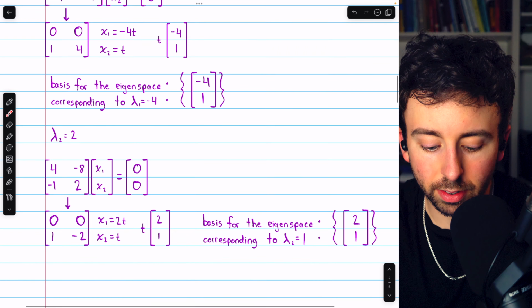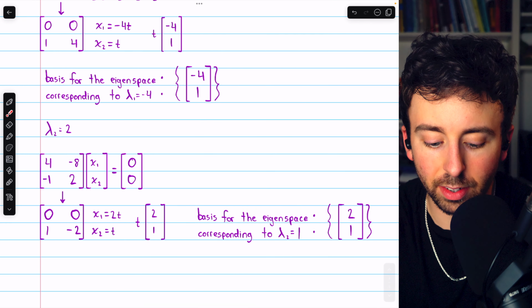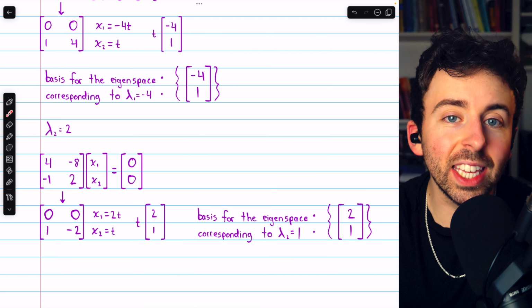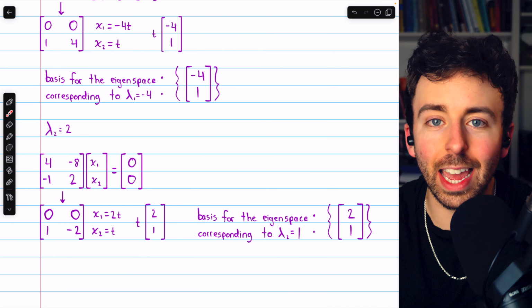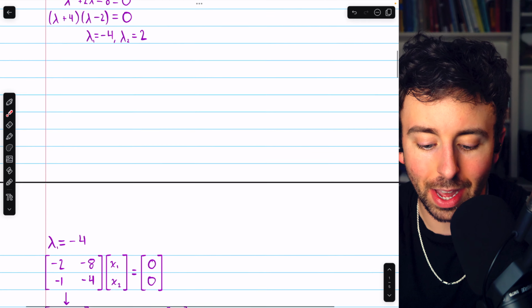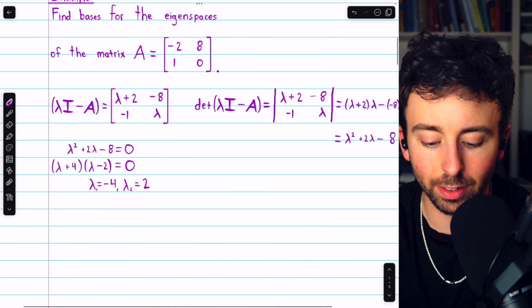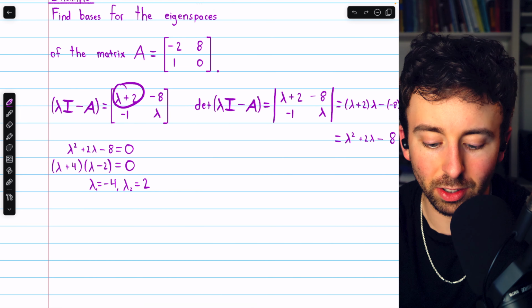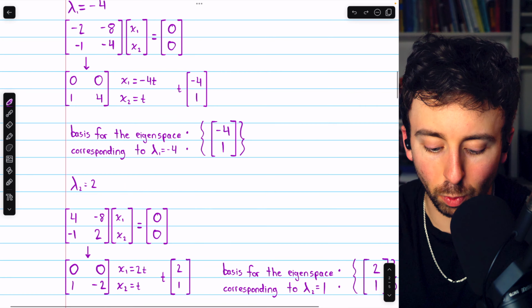We can go through this same exact process to find a basis for the eigenspace corresponding to the other eigenvalue. Again, we would begin with the matrix lambda I minus A, but where lambda equals 2. So that's plugging 2 into this matrix. 2 plus 2 gives us 4 up there. And then down there we would have just 2. And that's what we see right here.